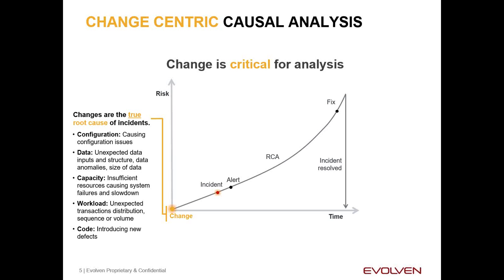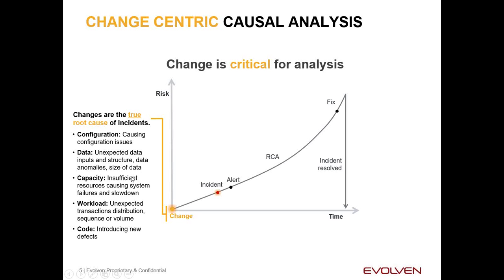And then of course an alert can't kick in until we actually have a problem. So typically that's also going to come later. So at its core, the change is the critical thing for analysis, and it's also the thing that we can get at first, right? So when the change occurs, ideally we want to already be understanding if that change may be problematic or not.